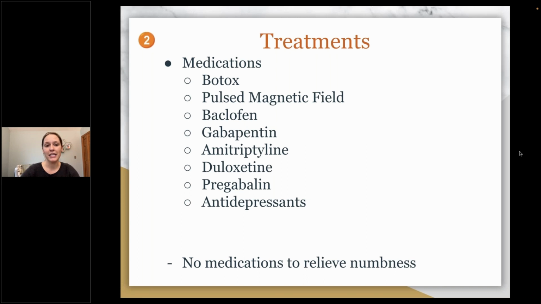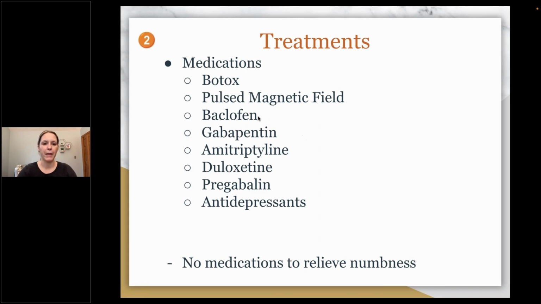Amitriptyline, duloxetine, pregabalin, and antidepressants can also be helpful. Sometimes it's a combination, sometimes it's none of these. These are just some of the most common ones. As always, it's important that you talk to your neurologist about which one of these might be best for you. More likely than not, they will have one they'd want to start you on first, see how it goes. If it doesn't work, then they might try something else.